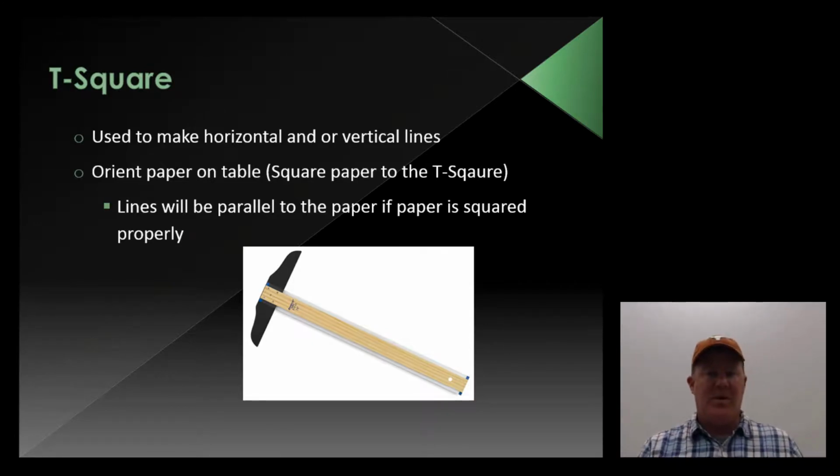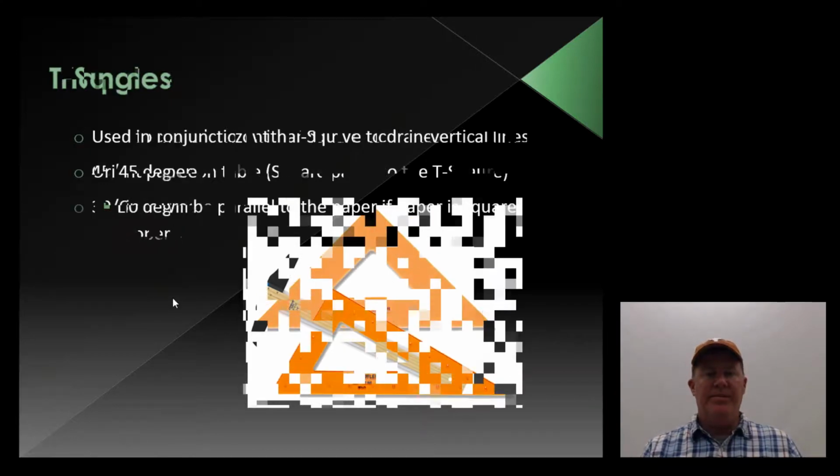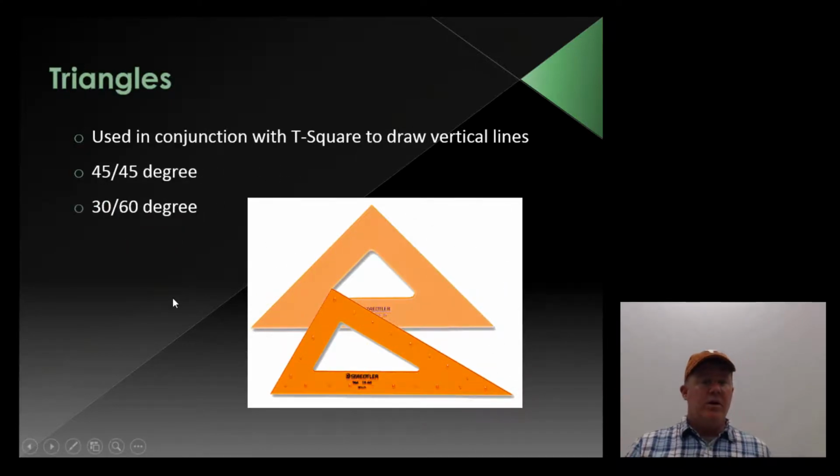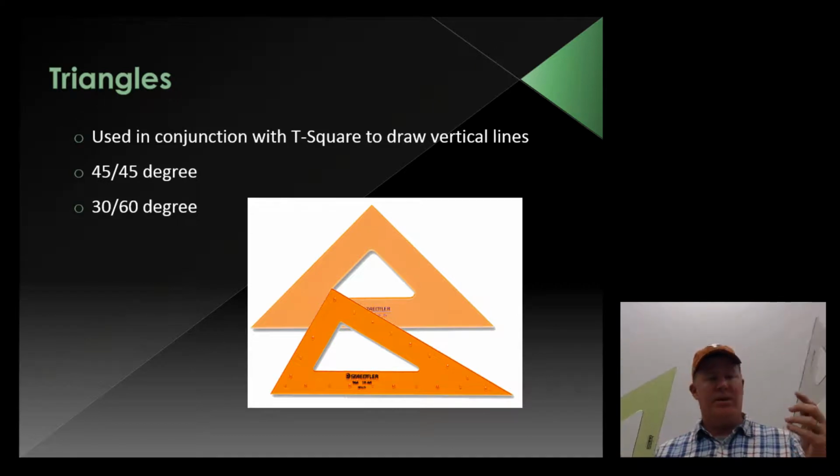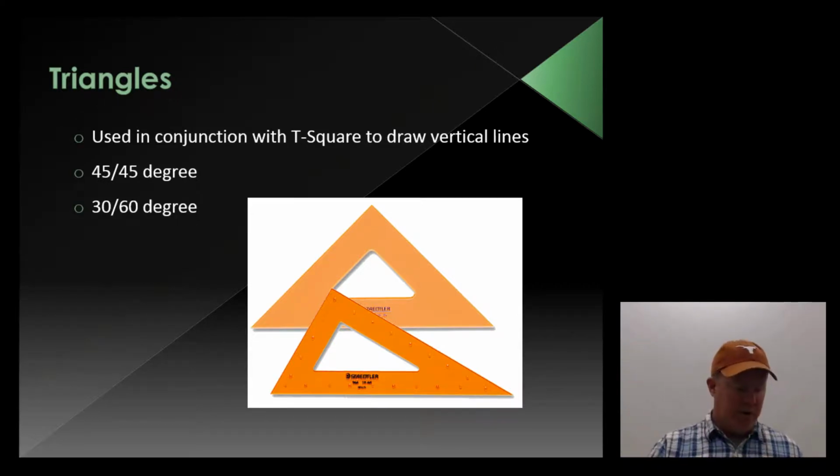So that is our T-square. We have our triangles. You need a 45 degree triangle. You need a 30-60. I've got several of these. They break easily, but I've had these since I was in school. Bought these after school, but I love these green ones. It's funny, some of this stuff is 20 years old and I'm still using it.